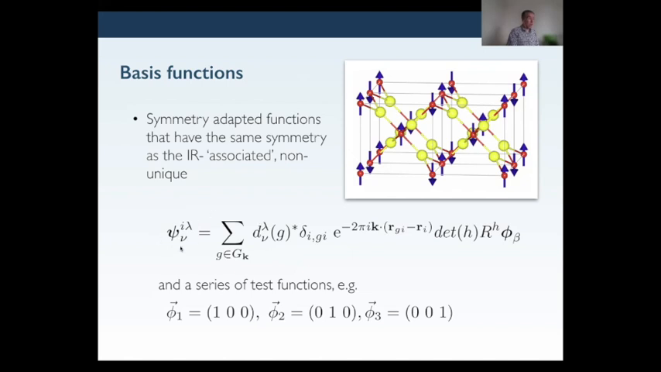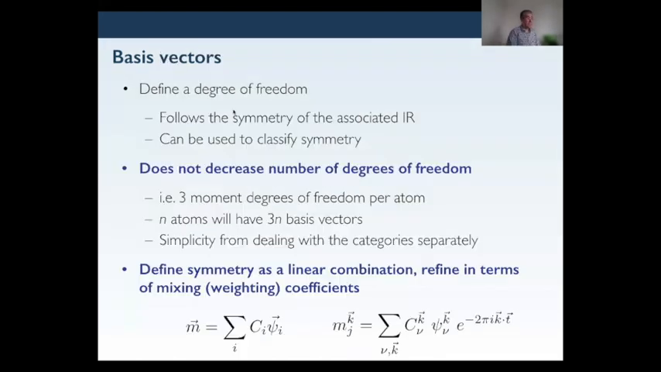And we can use this to calculate what are called the basis vectors, the different moment orientations that are compatible with the irreducible representations. So these basis vectors define the degrees of freedom for our system in terms of moment components. They follow the symmetry of associated irreducible representations, and we can use them to classify symmetry just as irreducible representations classify symmetry. These are the basis vectors associated with an IR, or you can have an irreducible representation associated with basis vectors. They're just different ways of describing the symmetry.